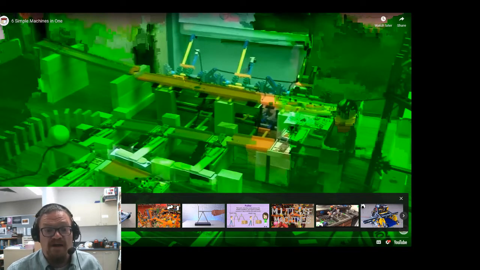Our end goal is that we're going to actually build one of these at the end of the term. We're going to have a whole day where we can work on our Goldberg machine and build something really cool together. To get to that, we need to know about all the different types of simple machines.